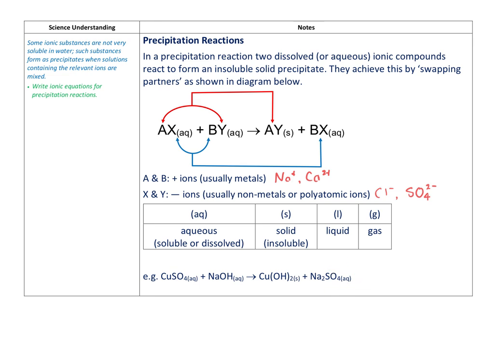So that basically shows that process of what happens in a precipitation reaction. We'll explore more how we write equations for those and then ionic equations and how we work all that out in the next slide.